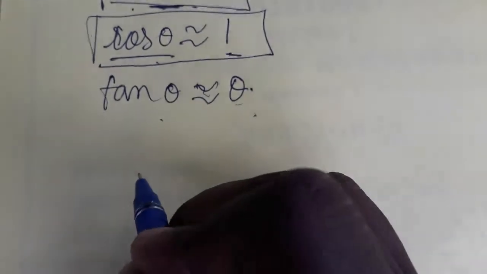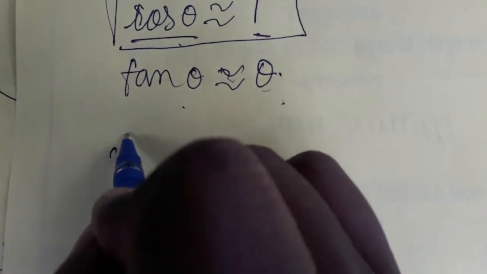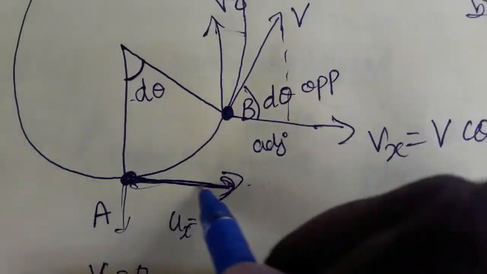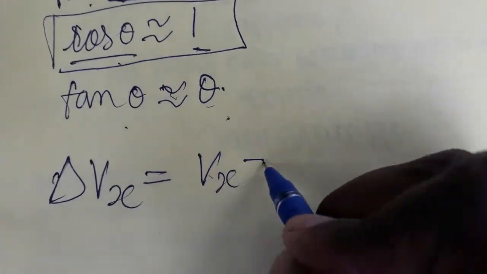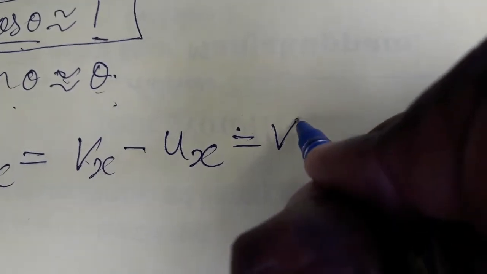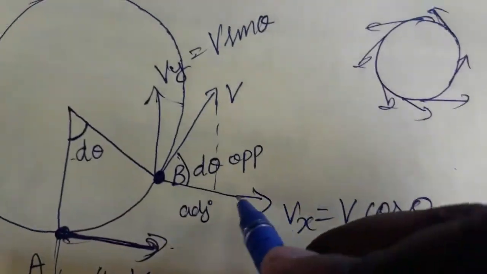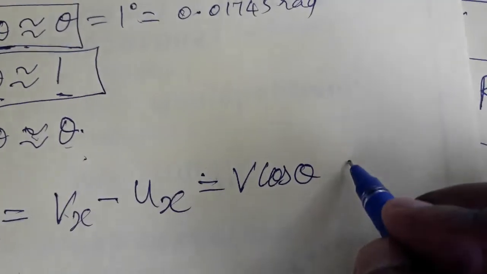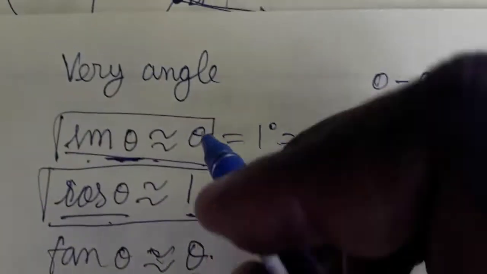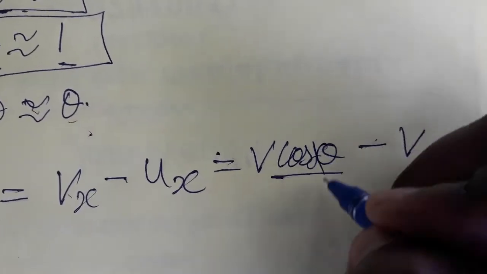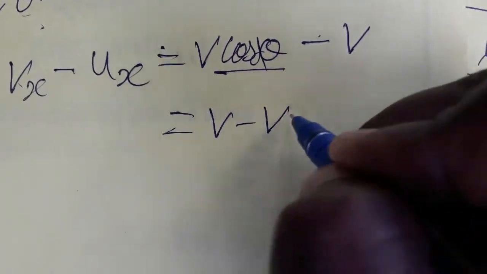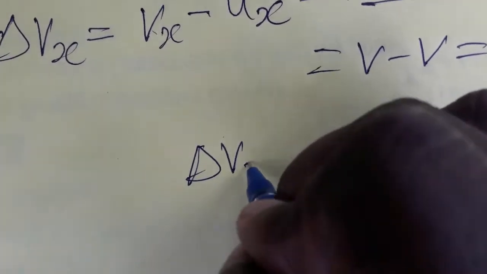Okay, now we are going to find the change in velocity along the x axis. That means the final velocity of the x axis minus the initial velocity of the x axis. The final velocity of the x axis is v cos theta, and the initial velocity of the x axis is v. For the change in velocity, cos d theta, with d theta a very small angle, will be 1. So v minus v will be 0. The change in velocity in the x axis will be 0.